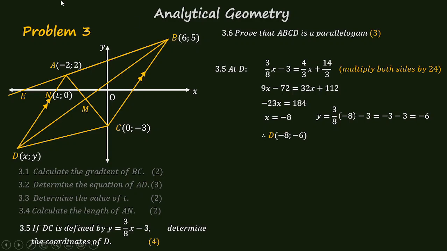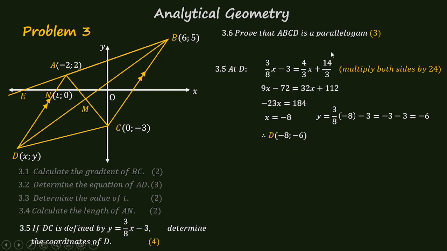What did we do there? We realized that at D, the two straight lines intersect, and we have the equations for both of them. We have the equation for AD, and then we have the equation for CD. Therefore, we equated the equations, solved, and then found the coordinates of D as minus 8 and minus 6.